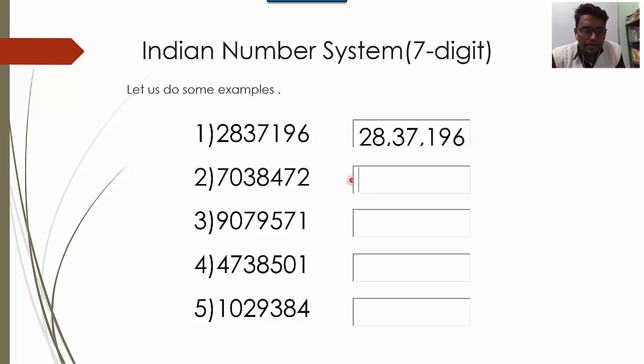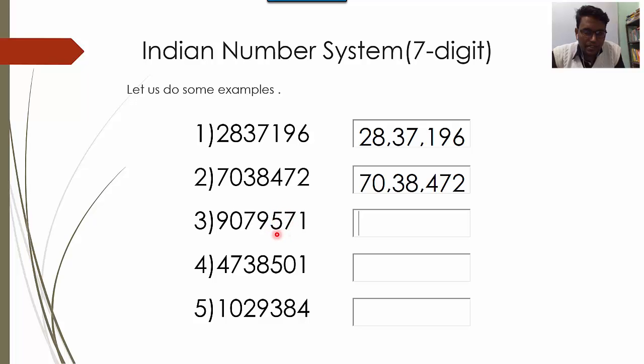Let us see the next example. Here 4 is at hundreds place, and 8 is at thousands place. So we will insert the comma between hundreds place and thousands place. Similarly, we have 3 at the 10,000s place and 0 at the lakhs place. So we will insert a comma between these two. Let us write it. So this will be 70 lakhs 38,472.